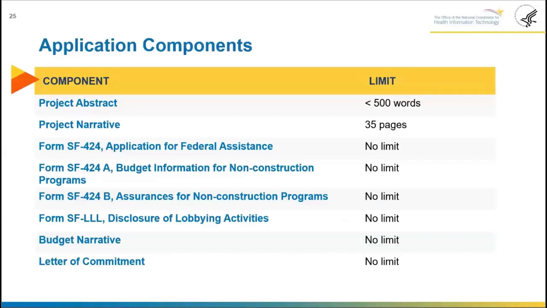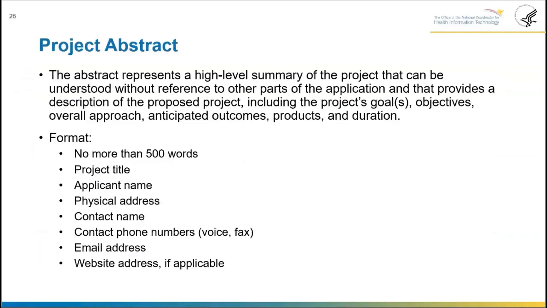For the application, these are the following components: a project abstract, no more than 500 words; a project narrative, no more than 35 pages; Form SF-424, application for federal assistance; Form SF-424A, which is budget information for non-construction programs; Form SF-424B, assurances for non-construction programs; Form SF-LLL, disclosure of lobbying activities; a budget narrative; and a letter of commitment. The next slides will go into detail of what should be included in each component.